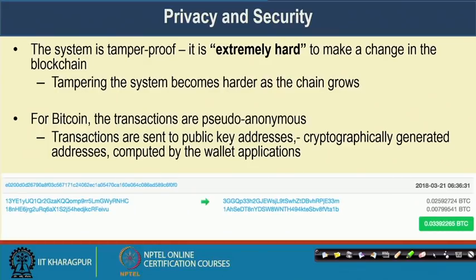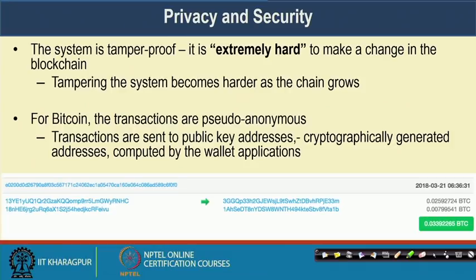It is extremely hard to make a change in the blockchain, but remember that it is not impossible. Based on the architecture that we have, it is always possible to change or tamper with the blockchain, but it is extremely hard. With the current hardware devices that we have, it is nearly impossible to tamper with a blockchain architecture. Now, regarding privacy, for Bitcoin, the transactions are pseudo anonymous, which provides a certain level of privacy, not a complete privacy.